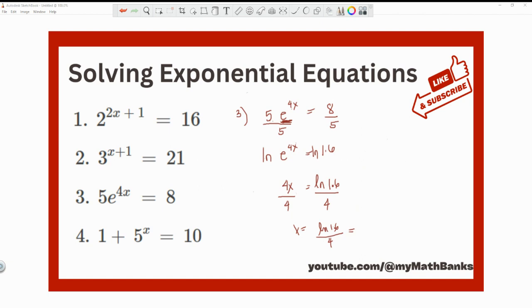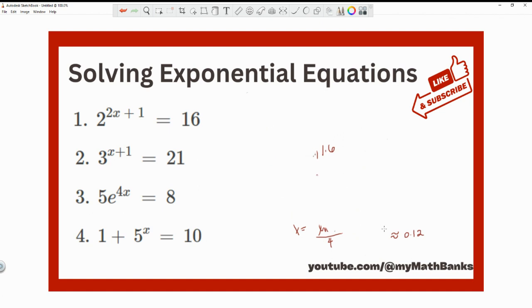Let's do it up to 2 decimal places. The answer here is 0.1175, so that's approximately 0.12, because we want the hundredths place, two decimal places. Again, I remove the 5 so that I can isolate the base and the exponent. That's the idea. All right, so let's try number 4.